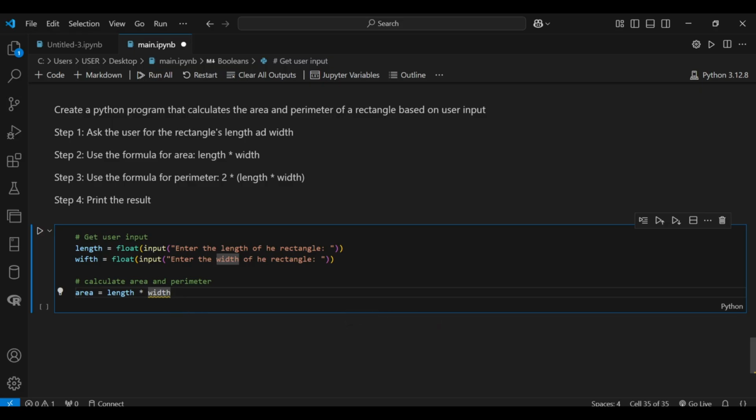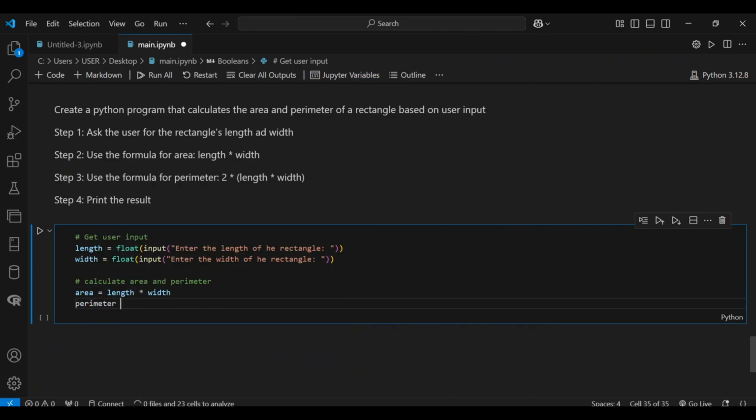Okay, so there's an error in the name. I was going to type width here. I made a mistake, so I'm going to correct that. And the next one is to calculate the perimeter. So perimeter would be, this is the formula. I already got it. If you don't know the formula that you're supposed to use, you can check it up online for the area and perimeter of a rectangle. And then I'm going to do 2 times, in brackets, length plus width.